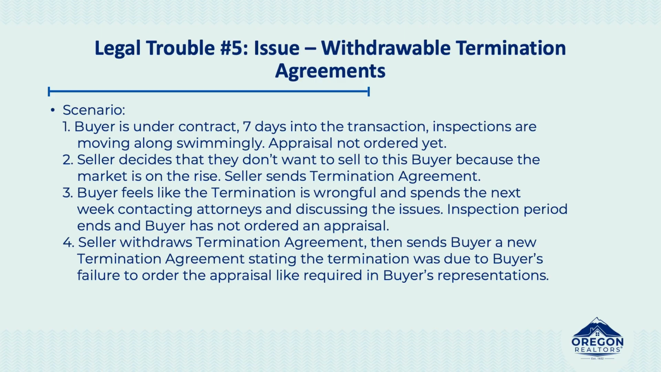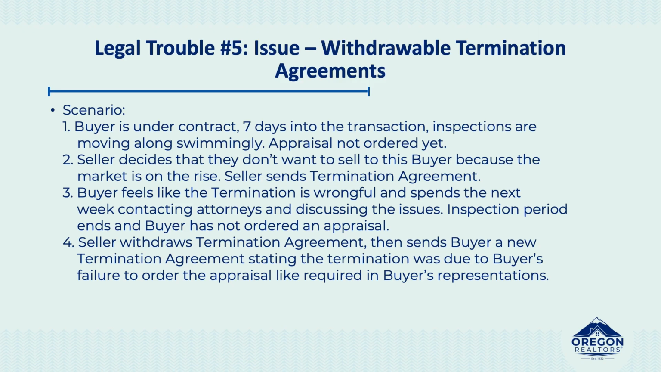And so the seller sends a notice of termination. They just say, hey, buyer, I want out. I'm terminating the contract. I don't want to be in this anymore. The buyer looks at this termination. They say, gosh, I don't feel like this is appropriate. The contract doesn't let the seller terminate because the market is improving. And so for the next week, they spend time contacting an attorney and trying to figure out what the issue is. During that week, the inspection period has ended. The buyer didn't order an appraisal, even though the inspection period ended, because they're not sure if they're still under contract or not. They're still talking to the attorney.